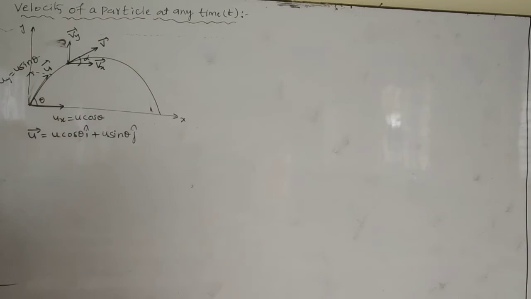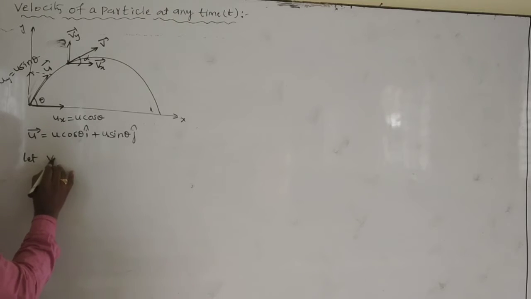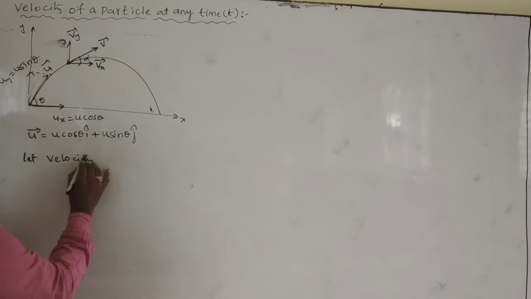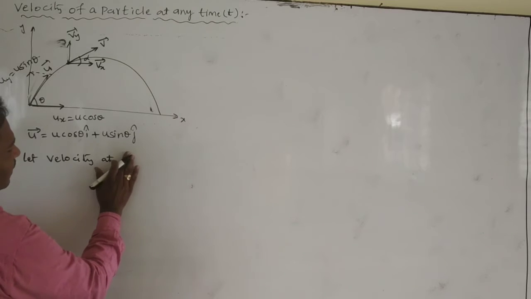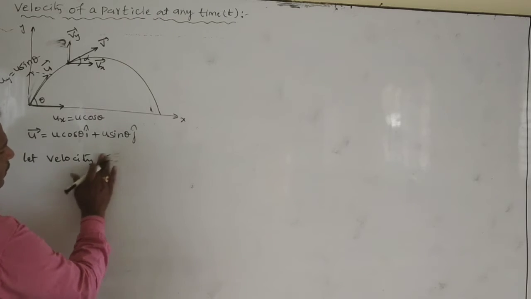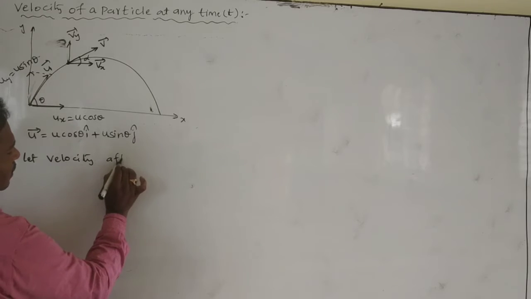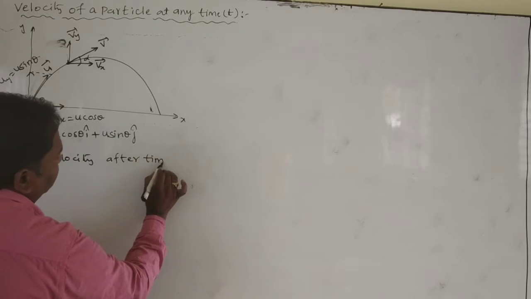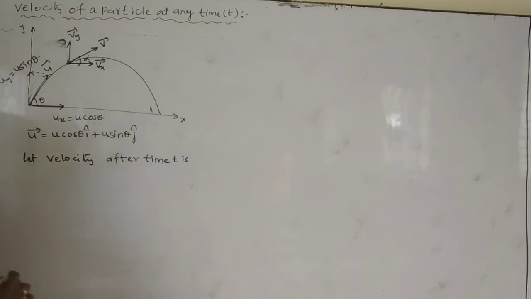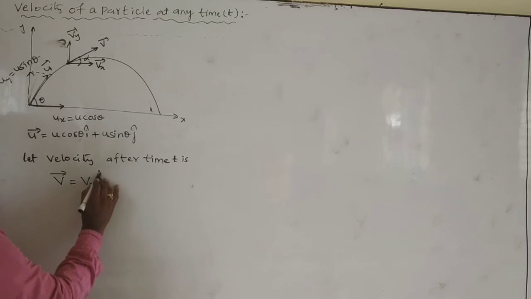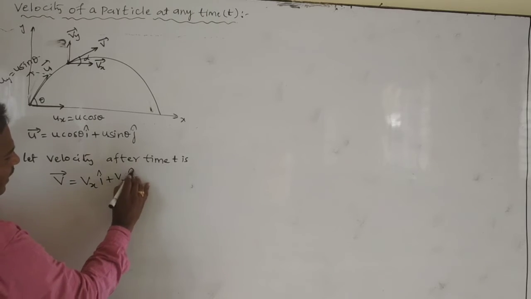Now we are going to find the velocity after time t. Let the velocity at time t, otherwise after time t, be v bar equal to vx i cap plus vy j cap.